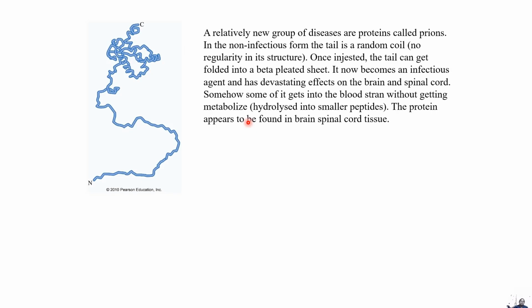Now, a relatively new group of diseases is caused by proteins called prions. So this has come into the hotspot now. In the non-infectious form, the tail is a random coil, and once ingested, the tail can get folded into a beta-pleated sheet. It now becomes an infectious agent and has devastating effects on the brain and spinal cord, and some of it gets into the bloodstream without getting metabolized. The protein appears to be found in brain and spinal cord tissue.